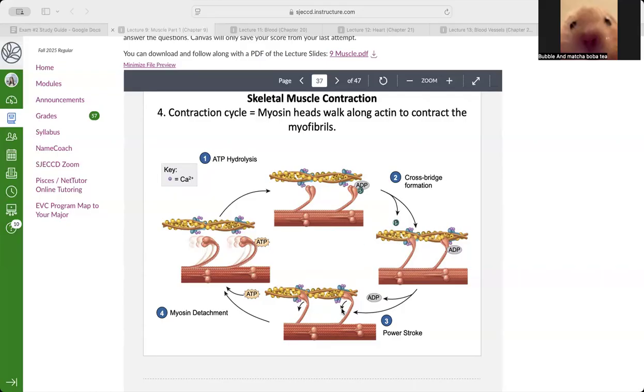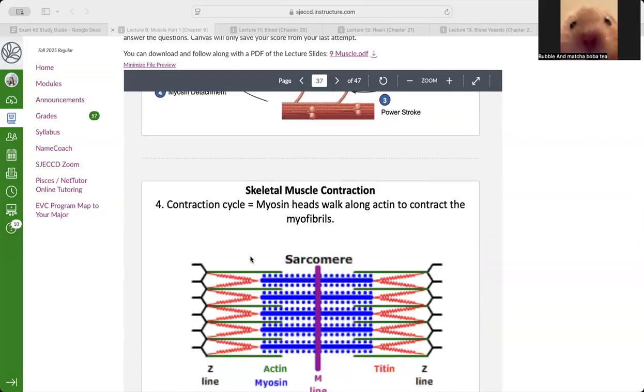It goes to the power stroke, where myosin heads turn and bend and pull actin filaments a little bit further along, and as the power stroke occurs, ADP is released. In order to end the power stroke, ATP must bind to the myosin heads, and the myosin heads will detach so they can do the whole process again.